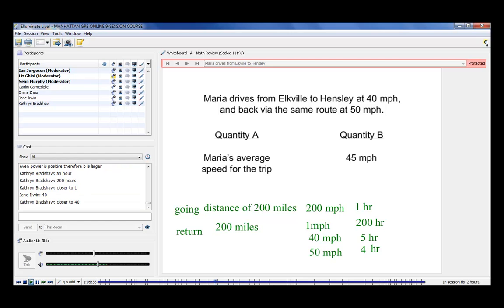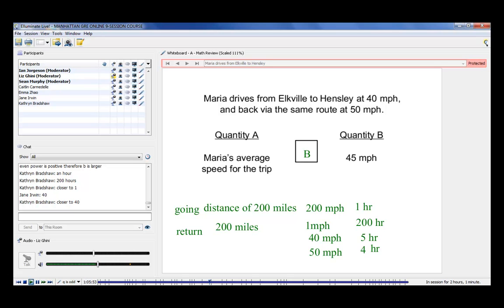Yeah, it's definitely got to be closer to the 40. Okay, so the correct answer here is B. All right, and I know this isn't intuitively obvious when you first look at it. Most people look at this and think right away that the answer has to be C.